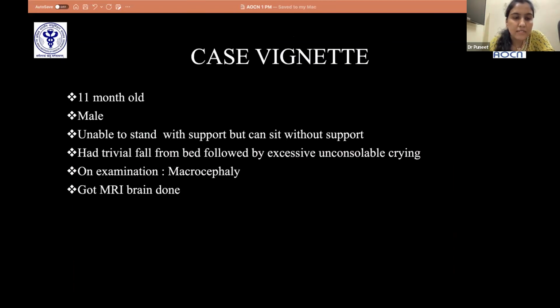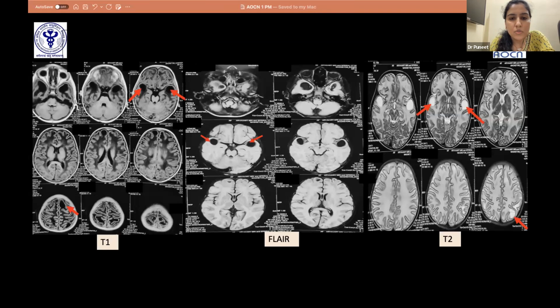Coming to the next case, here is an 11-month-old male child who came to us with some mild motor developmental delay. The child had a trivial fall from bed, followed by excessive inconsolable crying, and an MRI brain was done on an outside basis. On examination, the child had macrocephaly. So these were the MR imaging of this particular kid.